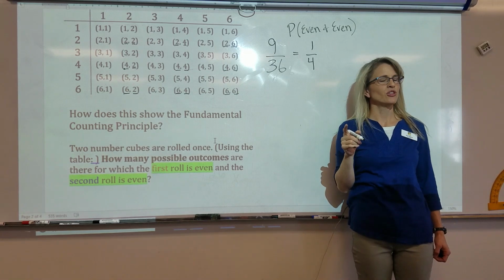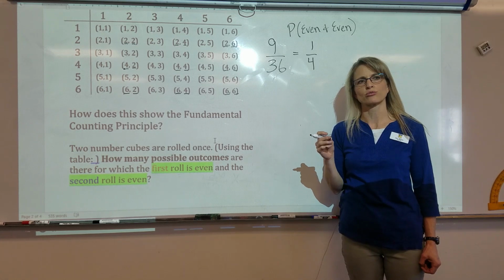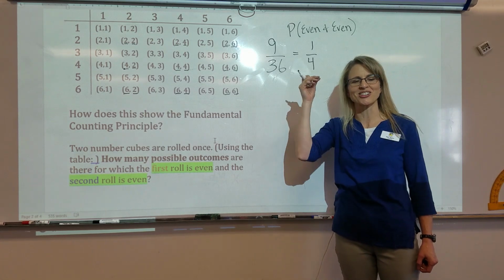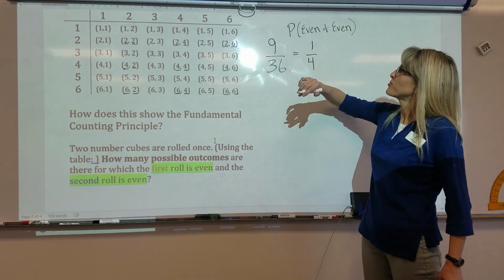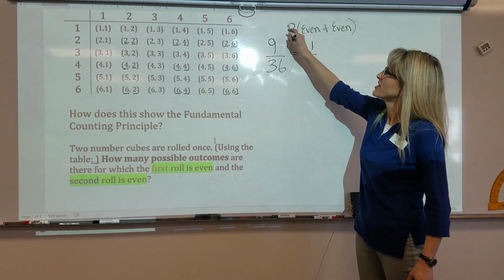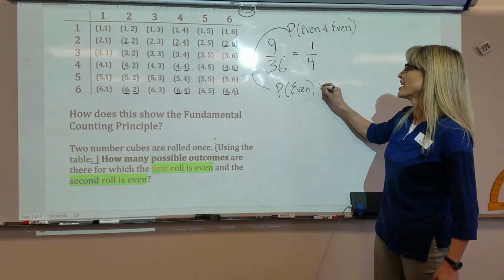I want to post to you a brand new shortcut that you're going to love. It's called the multiplication rule for probability. What is it called? Get ready? Multiplication rule of probability. The multiplication rule for probability says I can take the probability of each event and multiply them.